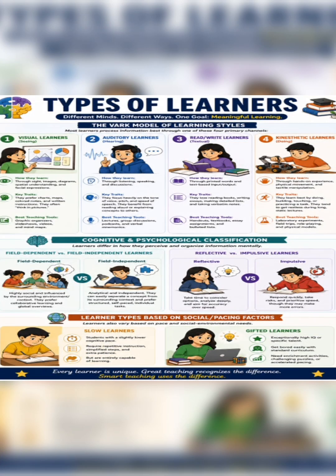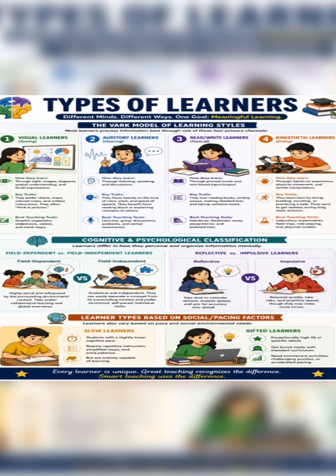You can see in the green column that it is related to seeing. These individuals learn through sight, images, diagrams, spatial understanding, and facial expressions. They prefer charts and maps, often thinking entirely in pictures. Your best teaching tools here are graphic organizers, slideshows, videos, and mind maps.